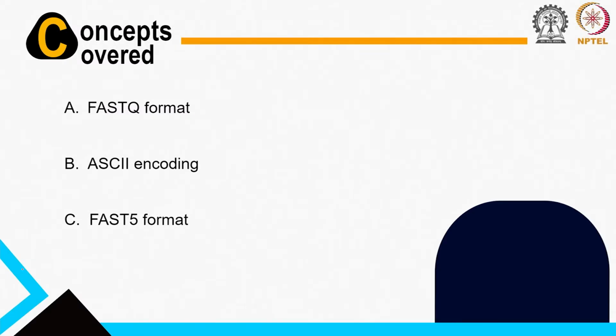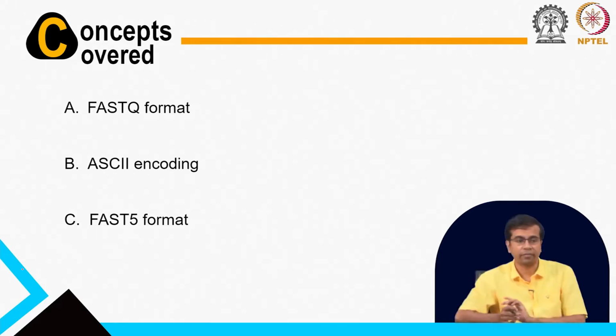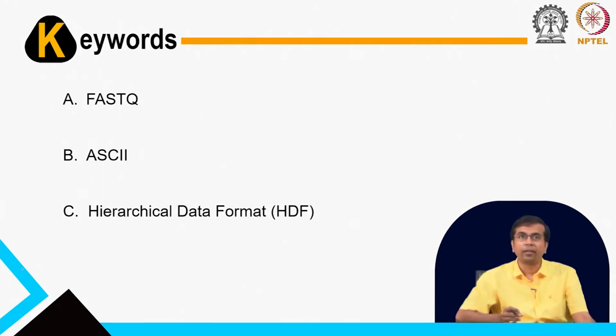So, in today's class we will be continuing our discussion on this FASTQ format and also look at actual sequencing data. So, these will be the concepts that we will be covering in this class. We will discuss FASTQ format in a lot of detail, we will talk about ASCII encoding, we will talk about FAST5 format, and these are the keywords you will come across: FASTQ, ASCII and hierarchical data format or HDF.